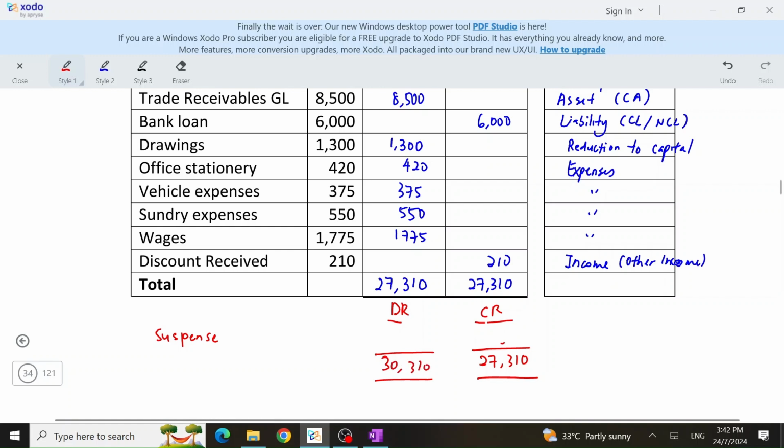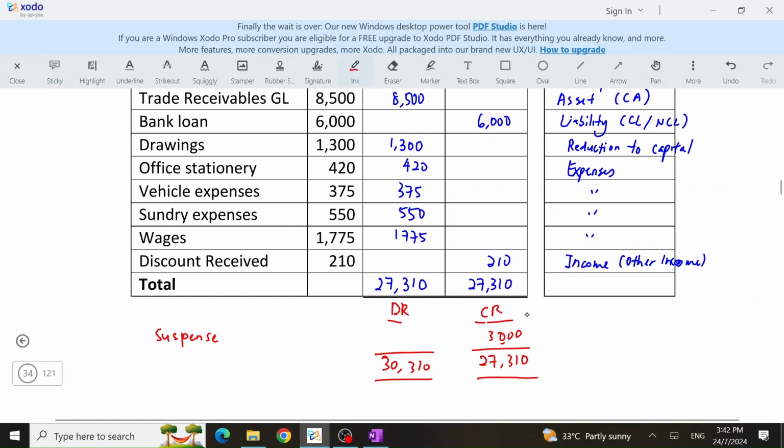Okay, now, what if this is the situation? My debit is more than my credit. How much is the difference? 3,000. Now you tell me, where should I put my 3,000? Credit. When I put 3,000 at the credit side, it balances, right? Okay, now, so I put the 3,000. And my credit side now will increase to 30310. Correct?